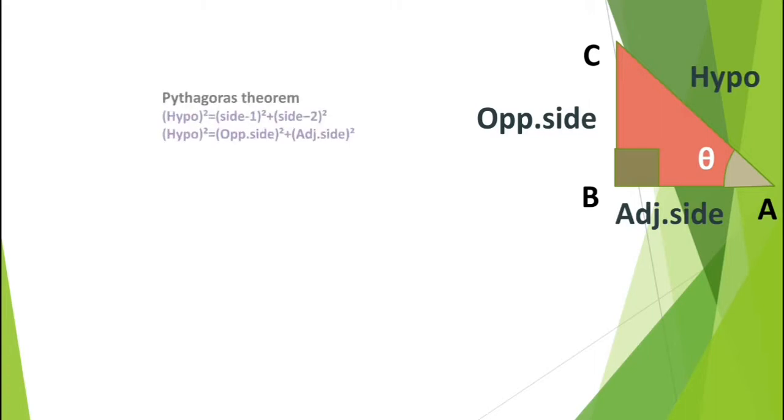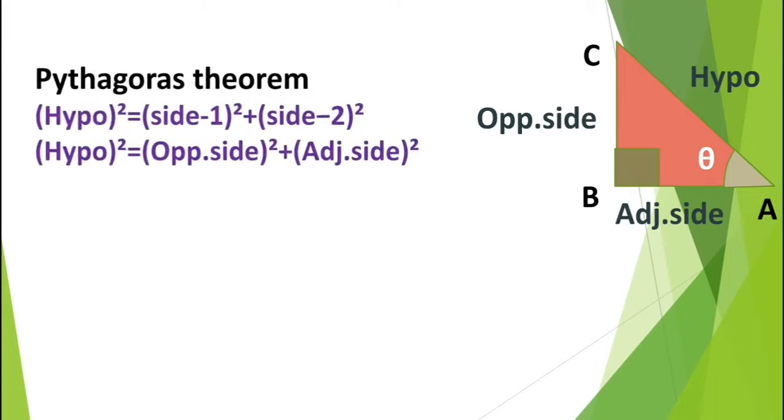And recall the Pythagoras theorem. Pythagoras theorem is nothing but hypotenuse square is equal to side 1 square plus side 2 square, and it can be written as hypotenuse square is equal to opposite side square plus adjacent side square.